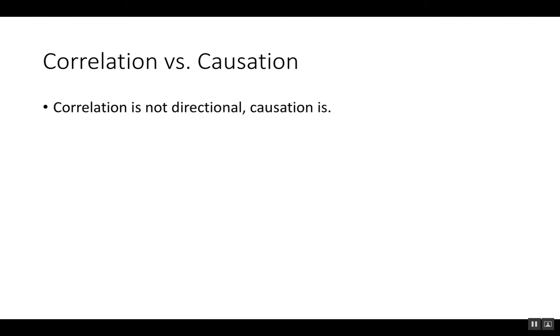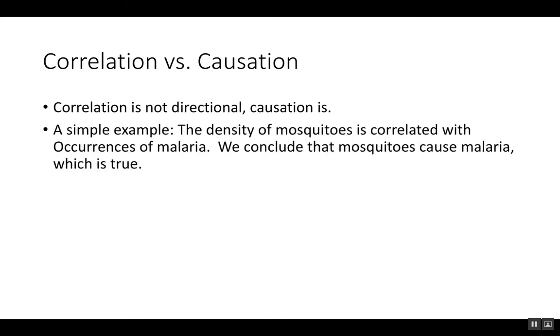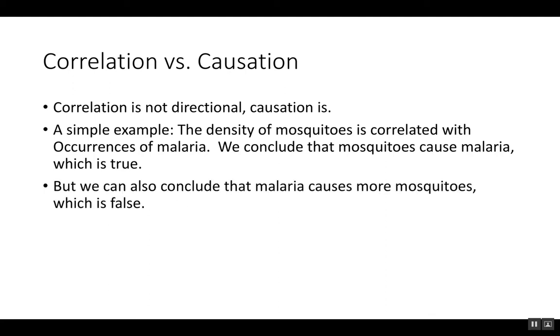Correlation is not directional, but causation is. Causation is something happens at one point which causes something at a later point. So a simple example: the density of mosquitoes is correlated with the occurrence of malaria. We can conclude that mosquitoes cause malaria, which is true. But we can also conclude that malaria causes more mosquitoes, which is false. So the correlation doesn't tell us which causes the other.